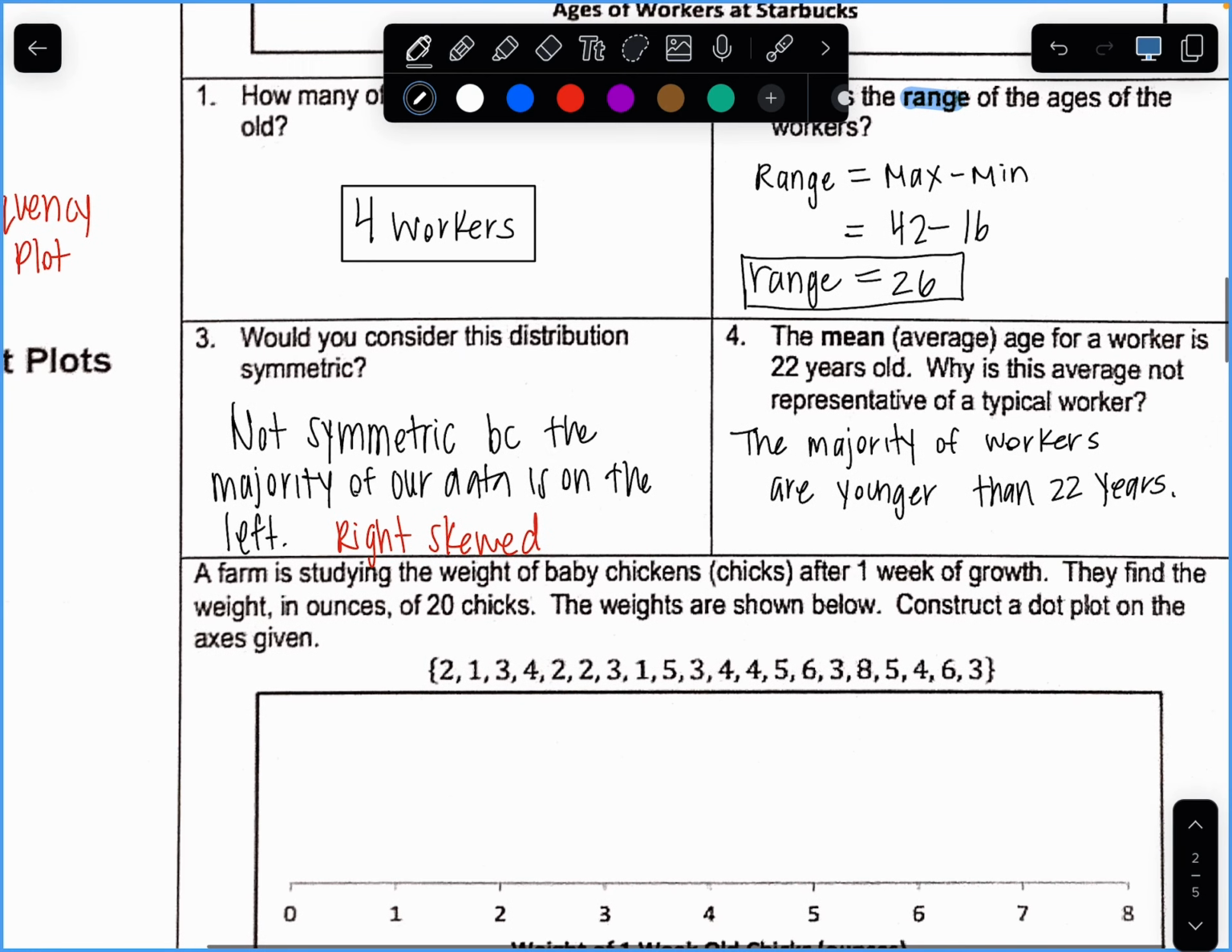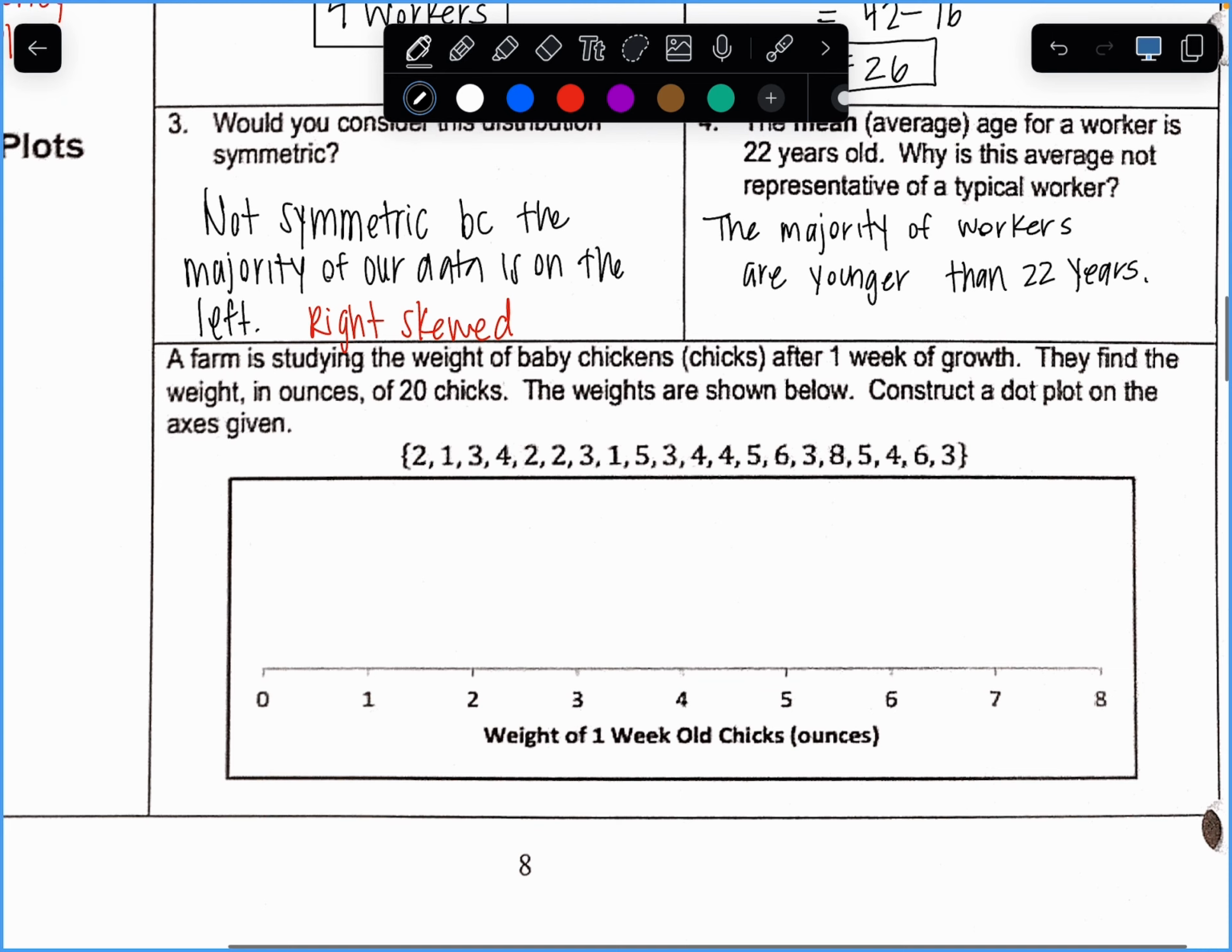That's kind of cool. We were able to create it, and now we're able to answer questions about it. So now what we're going to do is look at this example. It says, a farm is studying the weight of baby chickens after 1 week of growth. They find the weight in ounces of 20 chicks. The weights are shown below. Construct a dot plot on the axis given.